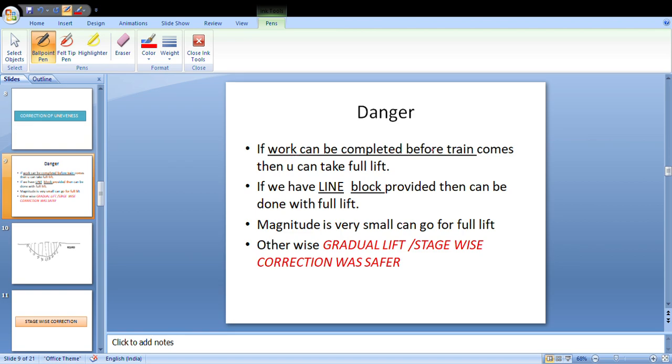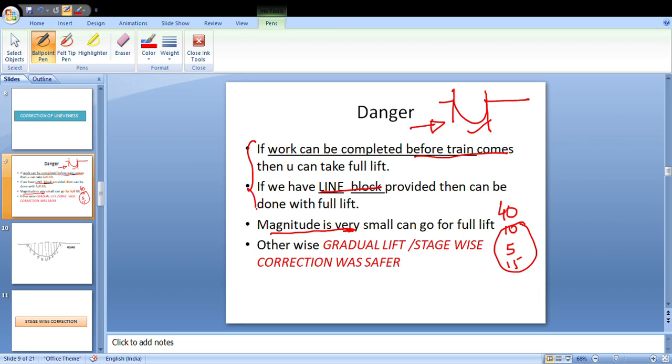First, the work can be completed before a train comes. It means whatever stretch you have to correct, if you can complete it before any traffic arrives, or if you have a line block, or if the magnitude is very small. You got 40 mm as the maximum sag, but if you get 10 mm, 5 mm, 15 mm, this has very less magnitude.